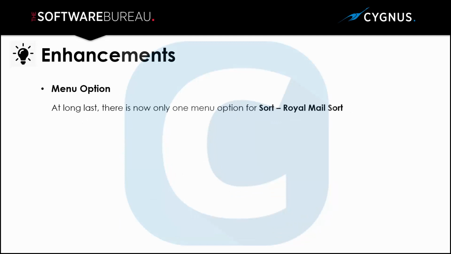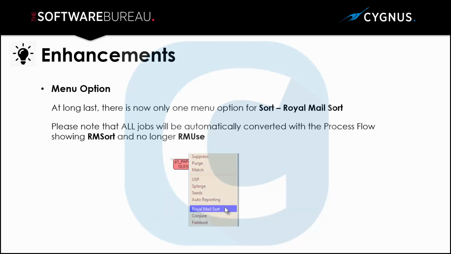Menu option. At long last, there is now only one menu option for sort, Royal Mail Sort. As many of you know, we've been redeveloping the sort module from Delphi code to C#. That work has now finished, and on the menu you will only see one sort option, whereas in the last few versions of Cygnus, you've seen an RM sort and an RM use. They've now been consolidated into one module.